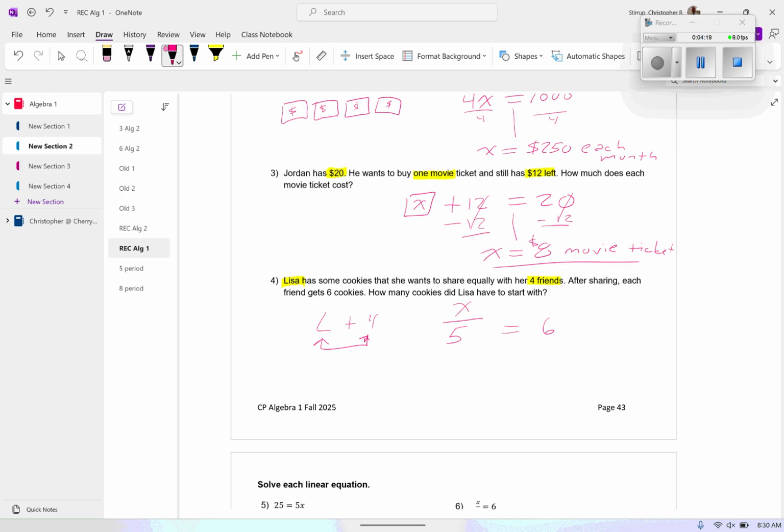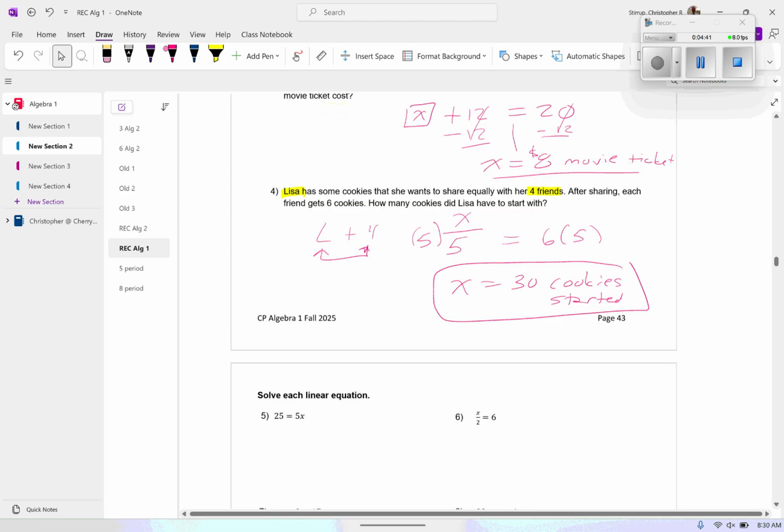Okay, so she's dividing them up amongst her friends. You know, there's 5 people in the room, Lisa and her 4 friends. We're dividing it. So I'm going to multiply both sides by 5. So x equals 30. So that was her starting point. Okay, so 30 cookies. That was nice of Lisa.